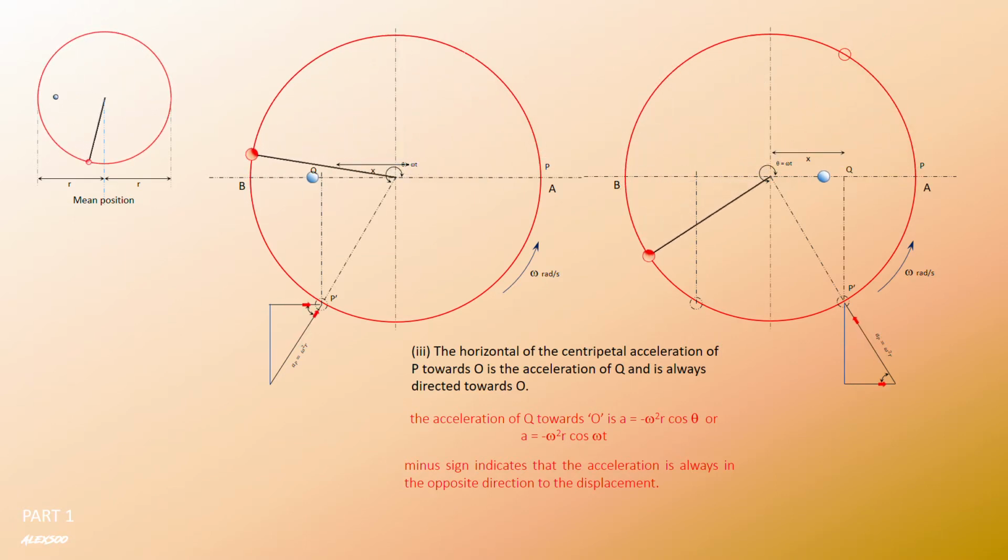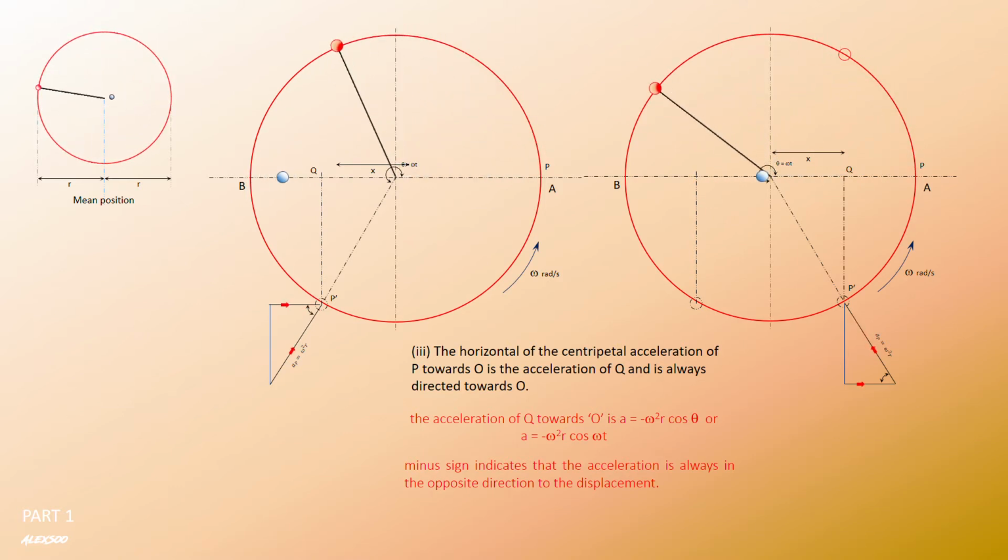So now you can check when theta is equal to 0, that means at point A. At point A, the angle is 0, because the red particle is moving from A towards P prime in the anti-clockwise direction, right? So at point A itself, the angle theta is equal to 0. When the angle theta is 0, cos 0 gives you 1. So the acceleration will be equal to omega square r. That is the centripetal acceleration, r omega square.